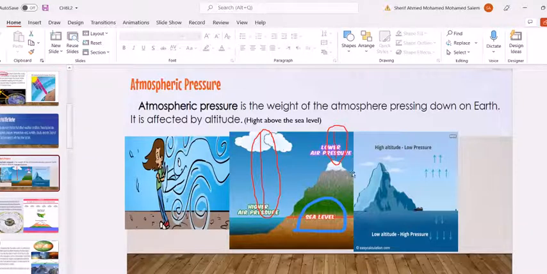Yes, teacher. Which one has more air pressure, the lower area or the higher area? The lower area and the higher area has low air pressure. Excellent. So high altitude, low air pressure. Low altitude, high air pressure.